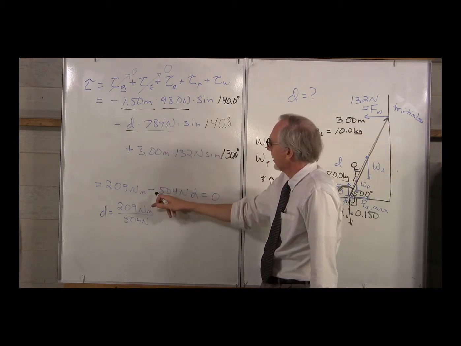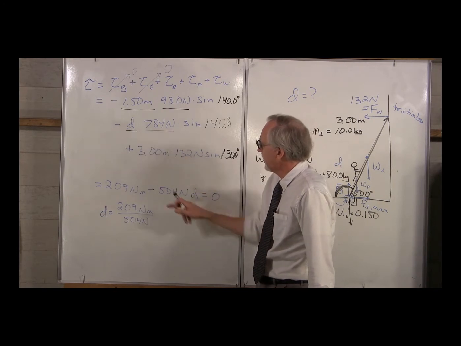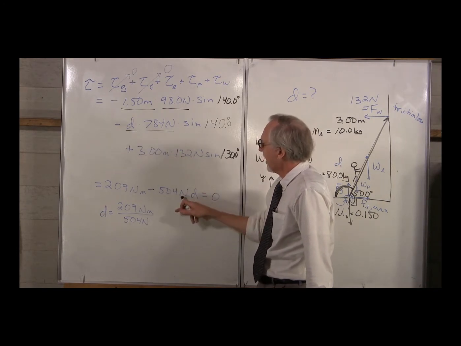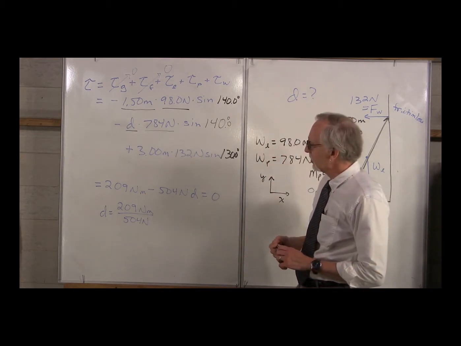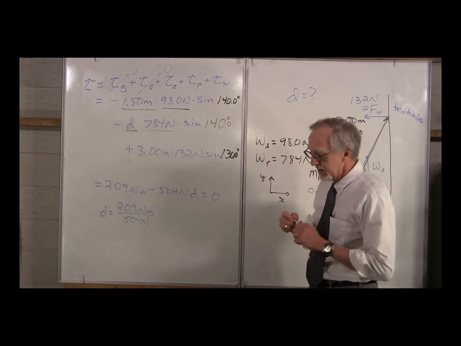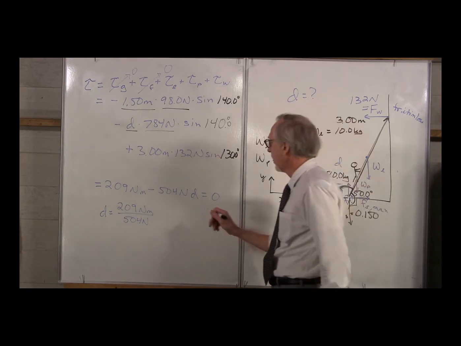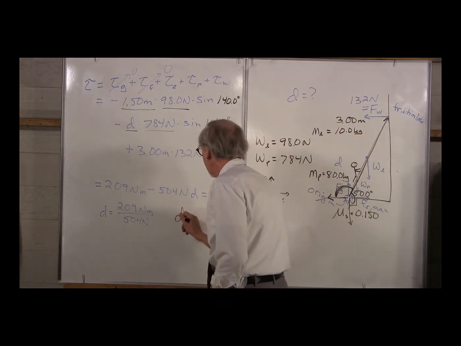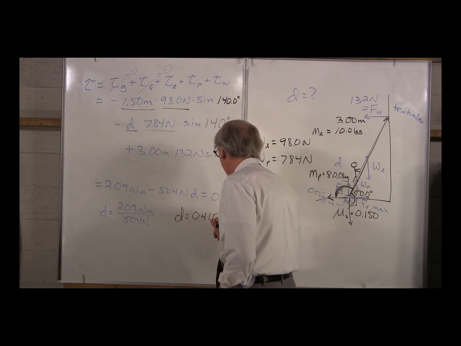Multiplying these out, we get minus 504 newtons times D. Bring this over here, divide by the 504, and what do we get? We get D is equal to, finally, 209 newton meters divided by 504 newtons, or D is 0.415 meters.